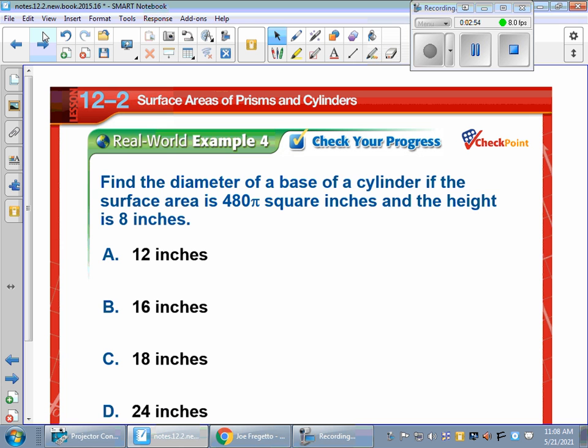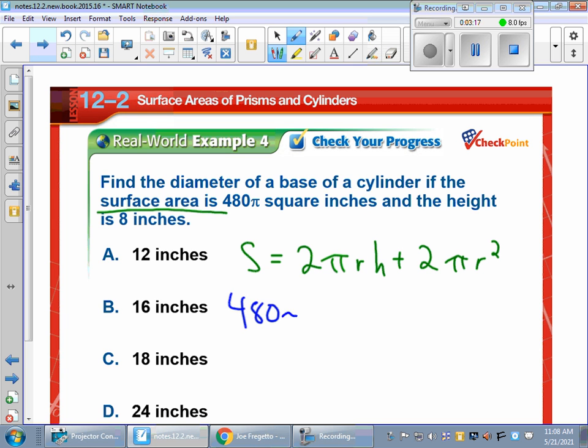So now you're going to try the same thing, although this is going to be a little bit trickier. Because they give you the total surface area, we have to use that really big equation: 2 pi r h plus 2 pi r squared. We're going to plug things in and work backwards. So we have 480 pi. We have 2 pi, and they give you that the height is 8. So we need r times 8 plus 2 pi r squared.